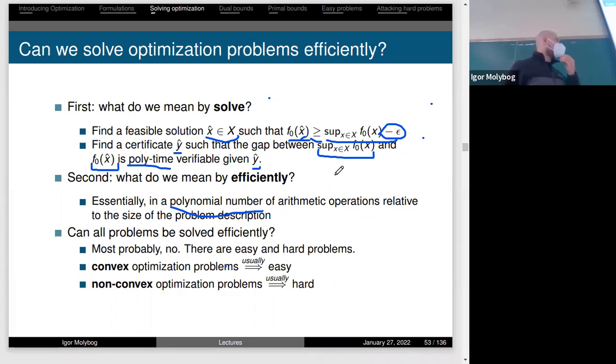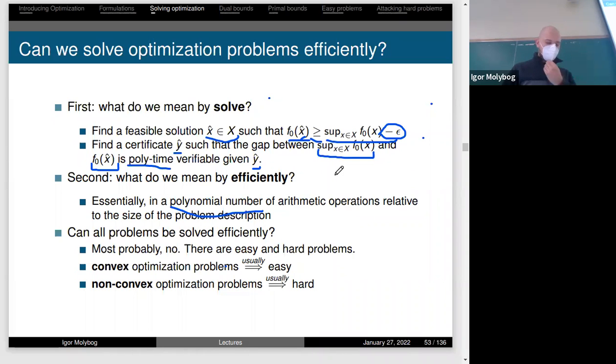Most probably, if the problem is convex, meaning that the objective function and the constraints are given in the form of convex functions, the feasible set is convex and the objective function is convex, then the problem is easy. There are caveats there because not always this is the case.